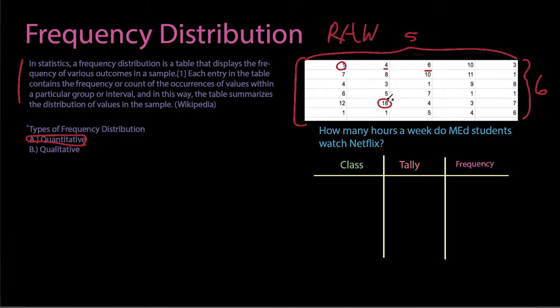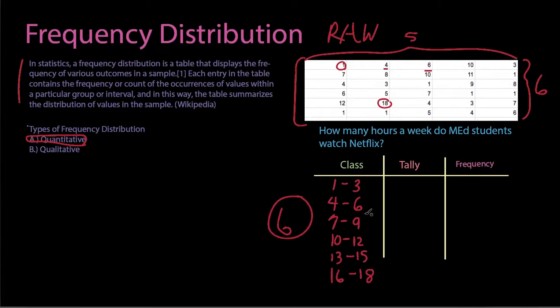Right? So the next step is we have to kind of break up the data into classes so that it's easy to understand. All right? So what I'm going to do is I'm going to say the first class is 1 to 3 hours. All right? Now that means that this class includes 1, 2, and 3 hours. So we have to remember that when we're doing our tally next. So we have 1, 2, 3, 4, 5, 6 different classes here. All right.